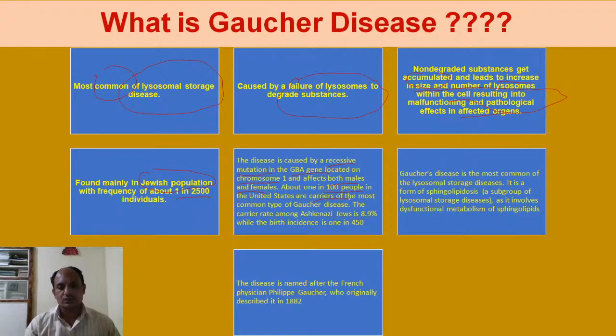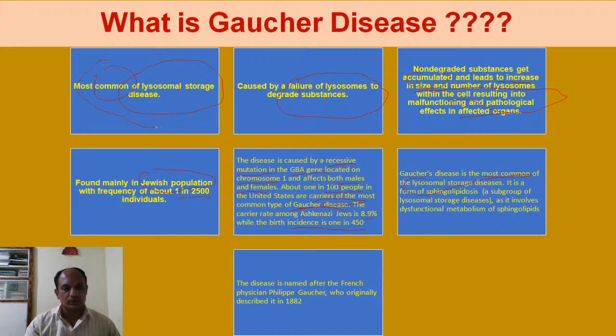About 100 people in the United States are carriers of the most common types of Gaucher disease, and the carrier rate among the Jews is 8.9%, while the birth incidence is about 450. Gaucher disease is, as I already told in the previous slide, the most common lysosomal storage disease.